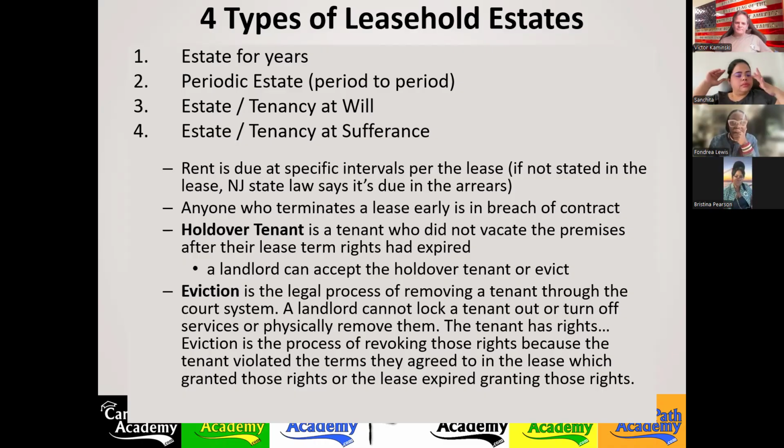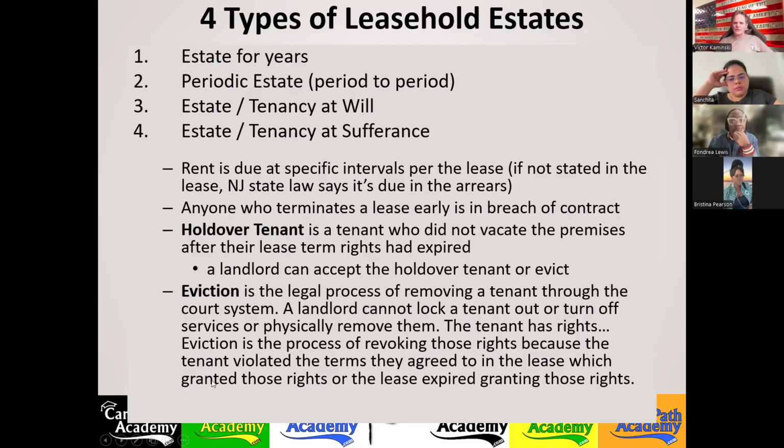So the landlord can't just go in there, change the locks, throw your crap out at the curb, and say, adios. Your rights need to be taken by showing that you violated the terms of the lease somehow. Whether it's you didn't renew the lease and sign a new lease, so then you have no right to be there, you're not paying rent, or some other terms of the lease that have been violated.